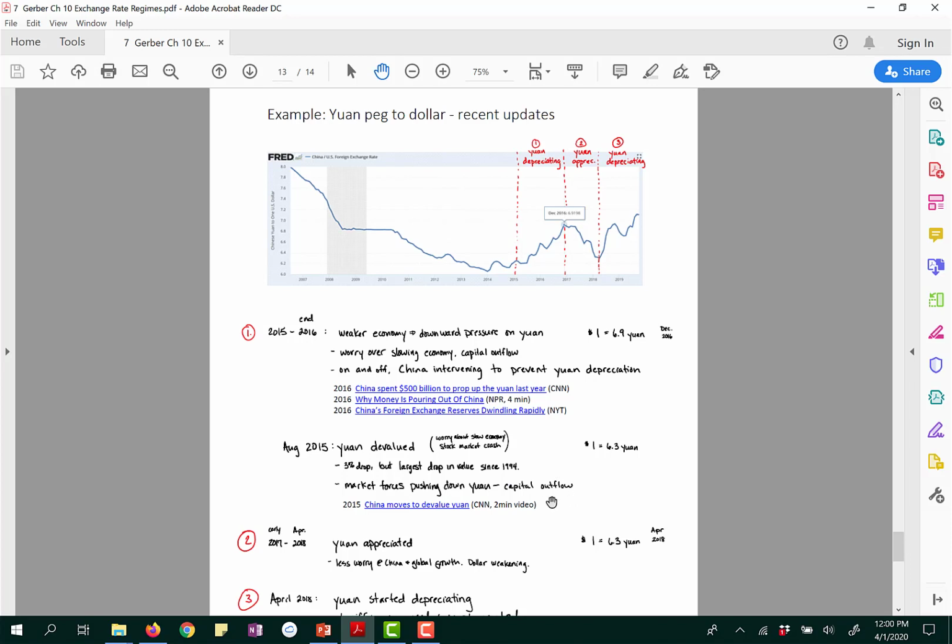Market forces were pushing the yuan down already. Essentially, the Chinese government allowed the yuan to depreciate in response to market forces to some degree. Let's watch this brief video explaining how it unfolded.